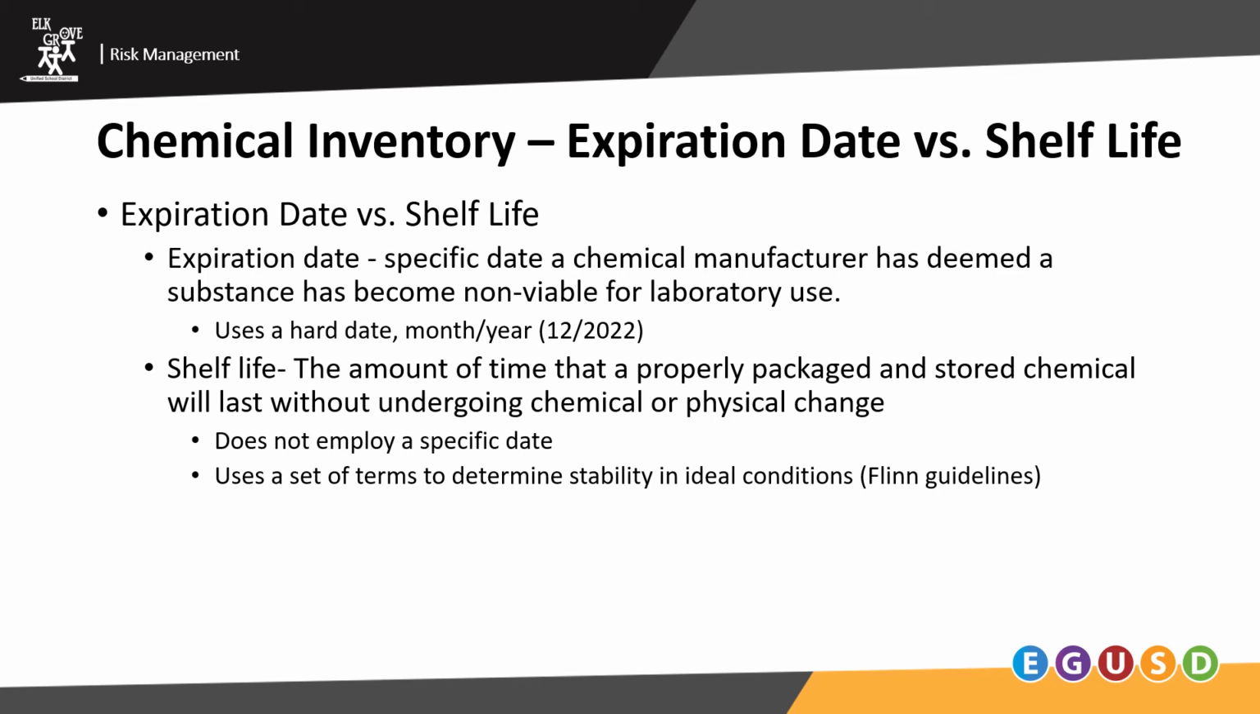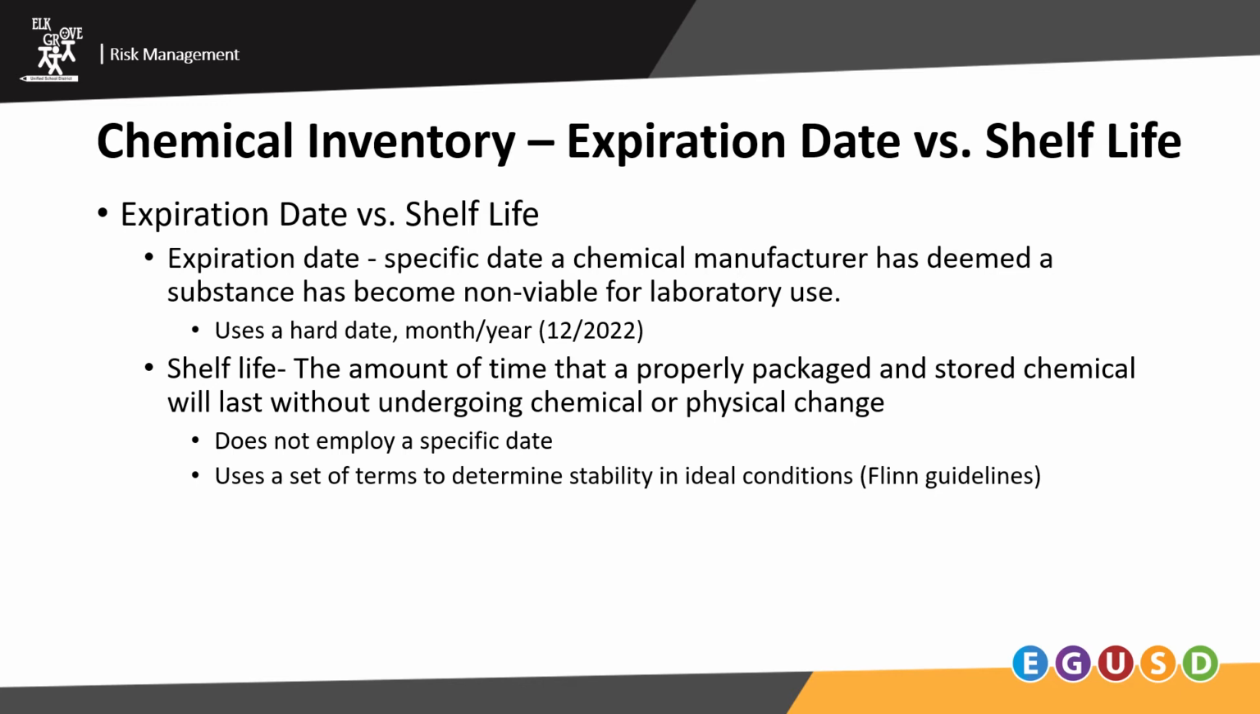Expiration date: a specific date a chemical manufacturer has deemed a substance has become non-viable for laboratory use. It uses a hard date, month, year. For example, 12/2022. Shelf life: the amount of time a properly packed and stored chemical will last without going through chemical or physical change. It does not employ a specific date. It uses a set of terms to determine stability in ideal locations.